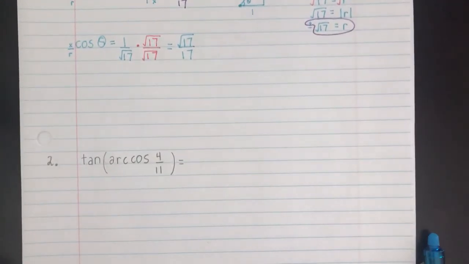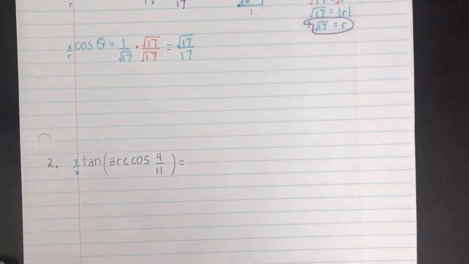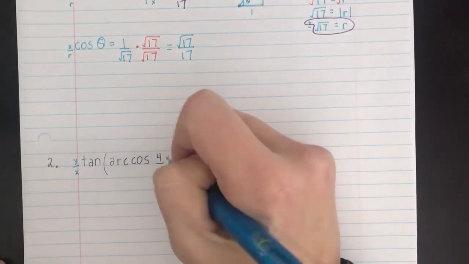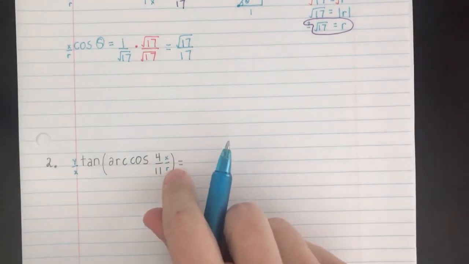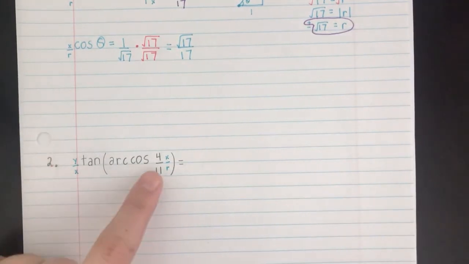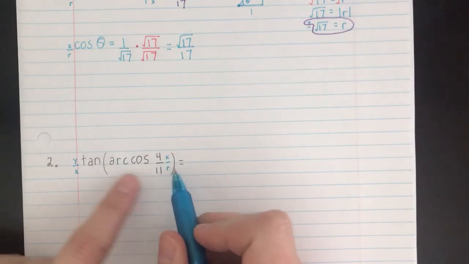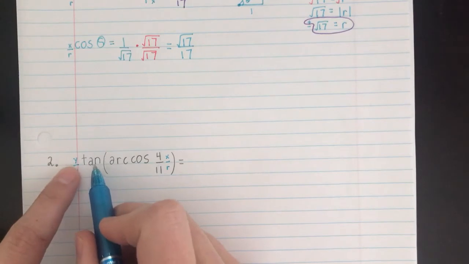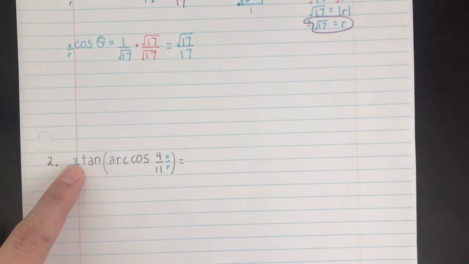On number 2, you're asked to find tangent of arccosine of 4/11. So I'm going to label a couple of things. Tangent is y over x. Okay, cosine is x over r. All right, so we have x, we have r, we don't know y. Here's the deal on this problem. Okay, so x is positive 4, r is positive 11. What we need to determine our answer is y. Well, how the heck do we know if y is going to be positive or negative?